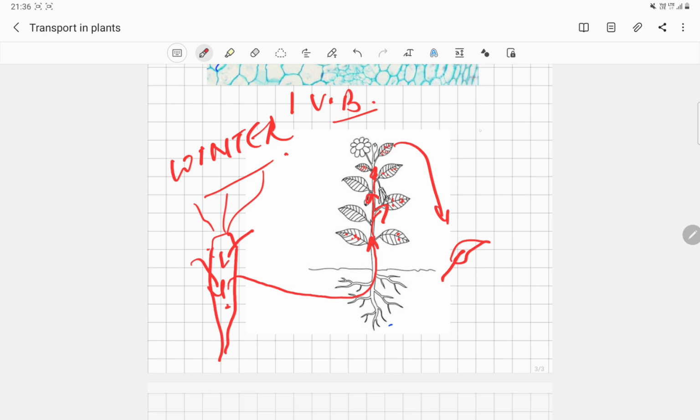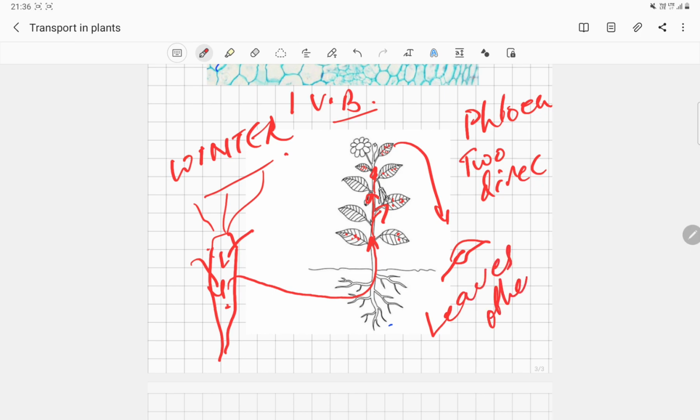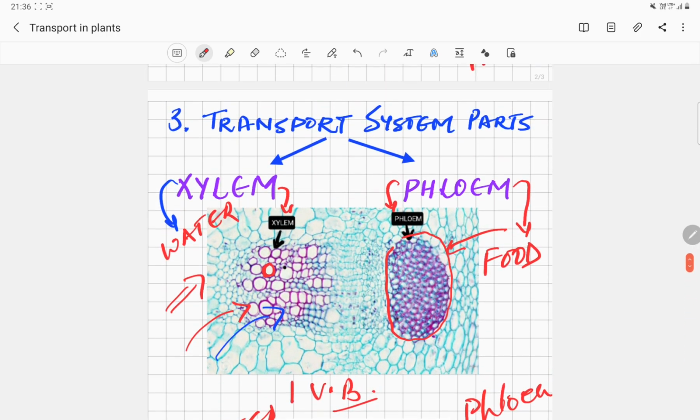What we learn from this is that in phloem, the food can move in two directions: from leaves to other parts and even roots, which is the downward direction, and food can also move from roots to the other parts. So this is one important difference between xylem and phloem. In xylem, water moves only in one direction, whereas in phloem, food moves in two directions.